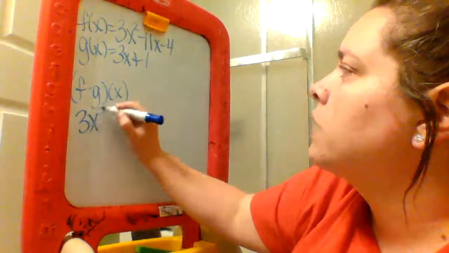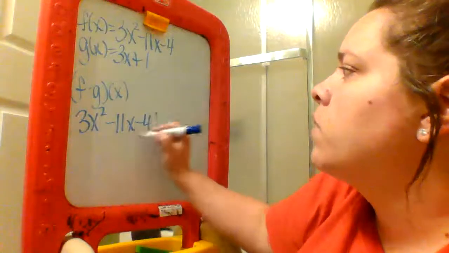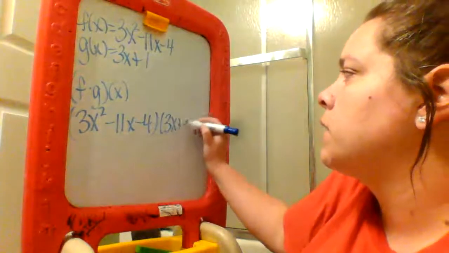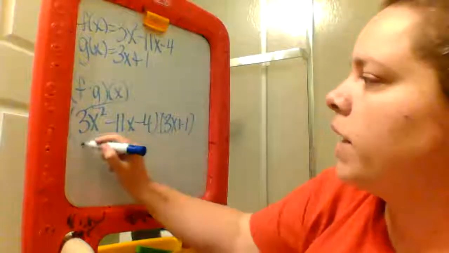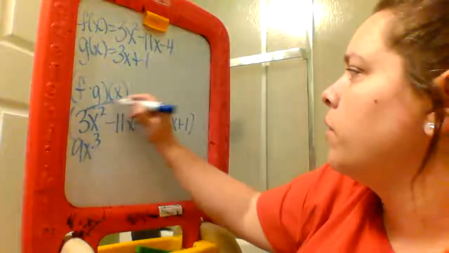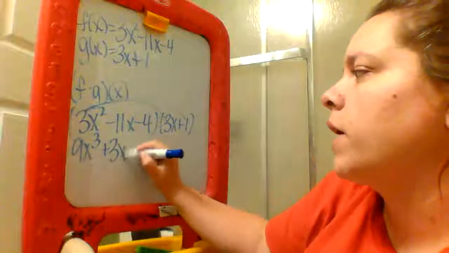Okay. So f of x equals 3x squared minus 11x minus 4, and g of x equals 3x plus 1. So pause me right here and do f times g of x, okay? All right, so 3x squared minus 11x minus 4 times 3x plus 1. So 3x squared times 3x is 9x cubed. 3x squared times 1 is 3x squared.